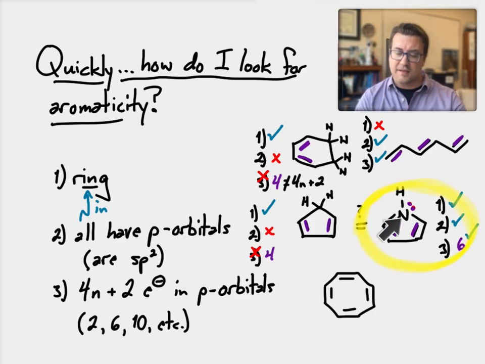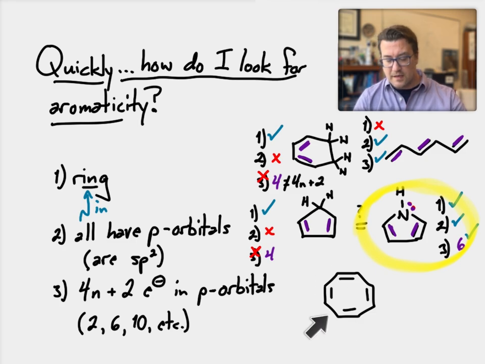Well, that nitrogen atom has a lone pair of electrons. Those electrons could be in a p orbital, so they could all be in p orbitals, or they could all be sp2 hybridized. And then if you count up the number of electrons, 2, 4, 6 electrons, that does reach the qualifications of being aromatic.